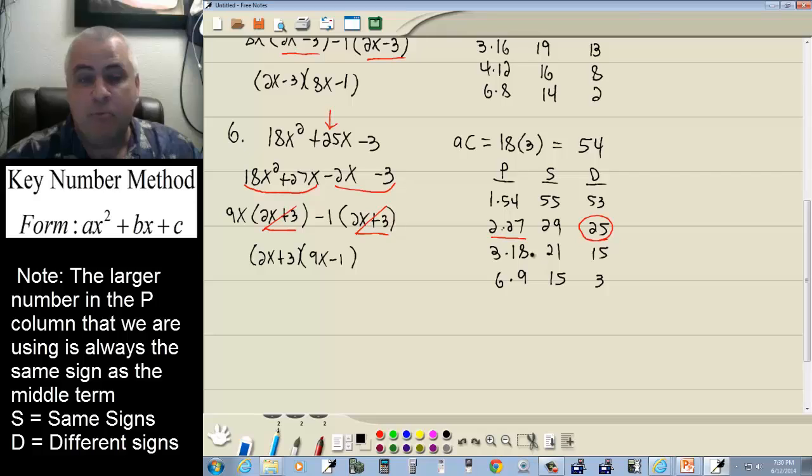Now, if you're a little bit more comfortable with the signs, if you got a positive number on your last term, then it'll be in the S column. If you got a negative number in your last term, it'll be in the difference column. So that's another way to remember it. And that's how to factor trinomials.